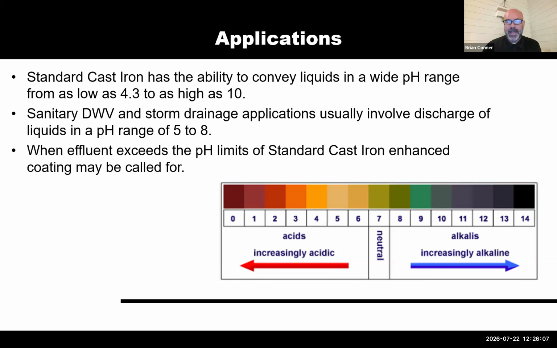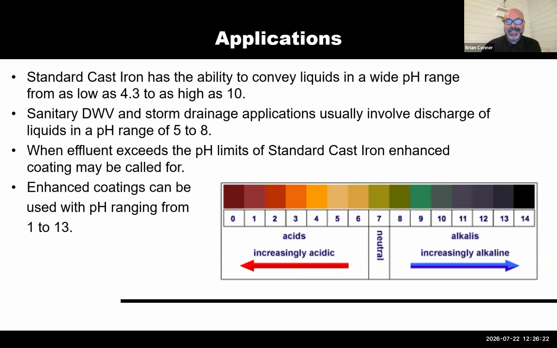And we've seen that over, again, the last 10 or 12 years, there have been a lot of applications where the effluents have become more aggressive to metallic pipes, not just to cast iron. So we'll talk a little bit about that. These enhanced coated cast iron systems now can handle pH ranges from 1 to 13. So many orders of magnitude above and beyond what standard cast iron can handle. Again, as low as 1 and as high as 13, nearly covering the entire pH table.